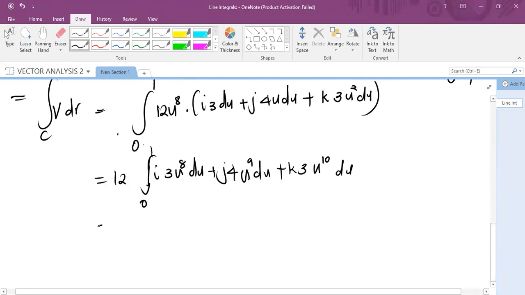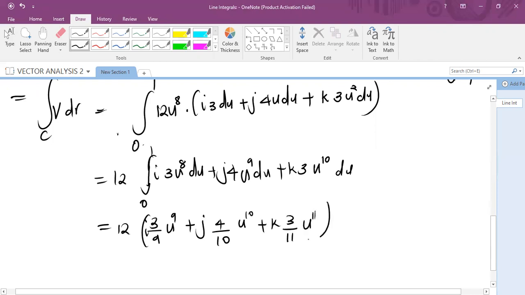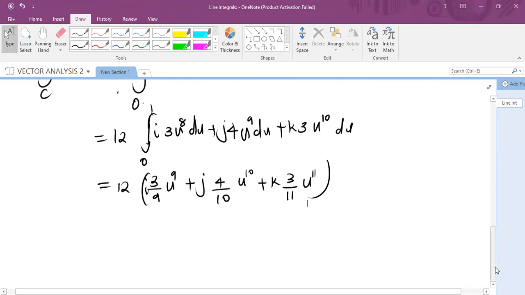Integrating each term, we'll have 12 out there. Integrating this first term, this will be 3 over 9. So let's write the i there. 3 over 9 u raised to power 9, plus j 4 over 10 u raised to power 10, plus k 3 over 11 u raised to power 11. So what does this simplify to? This is going to be our line integral. So this is the answer.